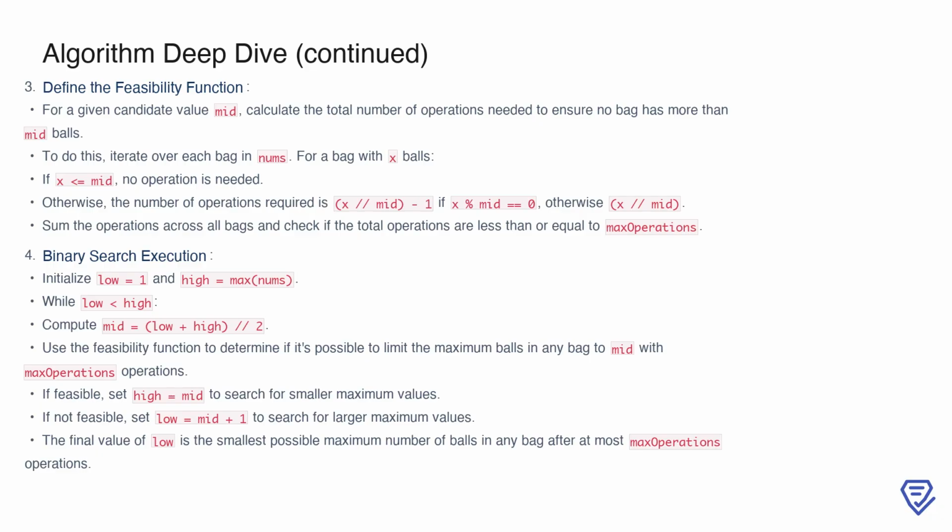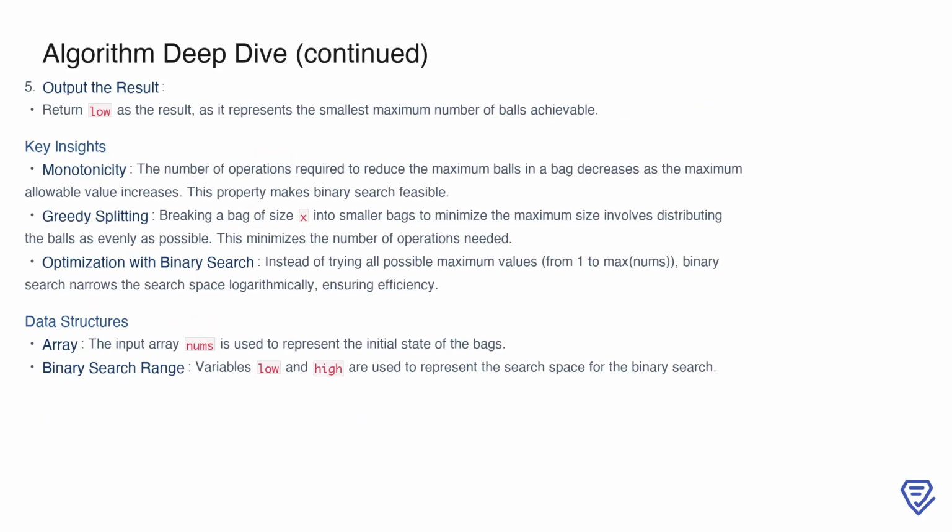Using this feasibility function, we execute binary search. We start with the range low equals 1 and high equals max(nums). At each step, we compute the midpoint mid and check its feasibility. If it's feasible, we update the upper bound high to mid to look for smaller values. If not feasible, we update the lower bound low to mid + 1 to explore larger values. This process continues until low equals high, at which point we've found the smallest possible maximum value. Once the binary search concludes, the value of low represents the smallest maximum number of balls achievable after at most max operations. This is the result we return.